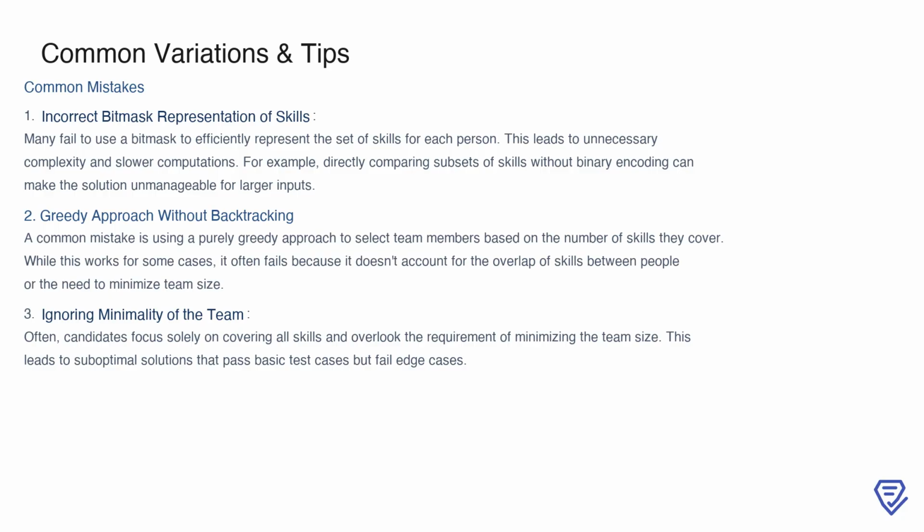When solving the smallest sufficient team problem, there are a few common pitfalls to be aware of. One major mistake is not using bit masking to represent skills efficiently. Without binary encoding, comparing subsets of skills directly can increase the complexity of your solution, especially as the input size grows. Another issue arises when relying on a purely greedy approach to select team members based on the number of skills they cover. While this can seem intuitive, it often fails to account for skill overlaps between individuals for the goal of minimizing the team size.